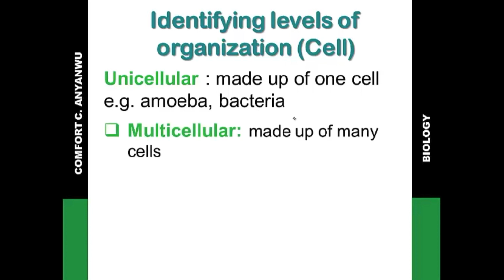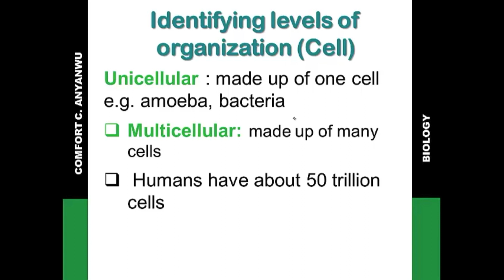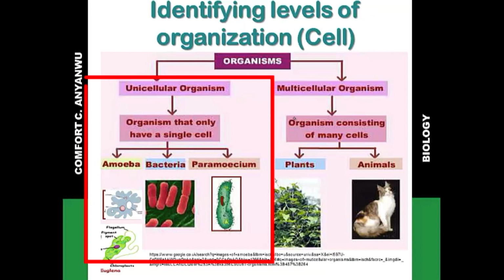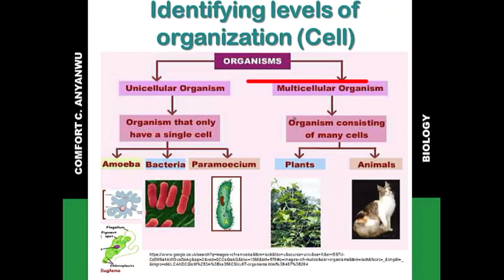The second level of cellular organization is called the multicellular. Organisms in this group are made up of many cells. For example, humans have about 50 trillion cells in their body. If we put all of them into a diagram, on the unicellular side, you can see organisms like Paramecium, bacteria, amoeba, and Euglena, and these are things you need to know for your exams. While on the multicellular side, you have organisms including plants, animals, cats. They are made up of many cells.